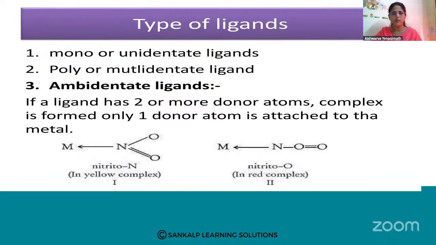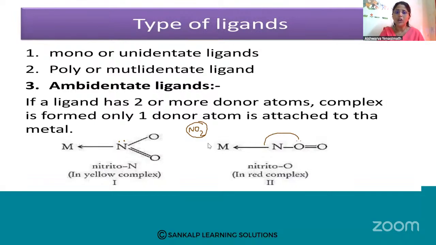Ambidentate ligands: we have already seen that if a ligand has two or more donor atoms, and the complex is formed, only one donor atom is attached to the metal. For example, you can see here the nitro group. We discussed this in the last session too. NO2 is an ambidentate ligand. If nitrogen donates its lone pair of electrons to the central metal atom, we call it nitrito-N. And if oxygen donates its lone pair of electrons, we call it nitrito-O.